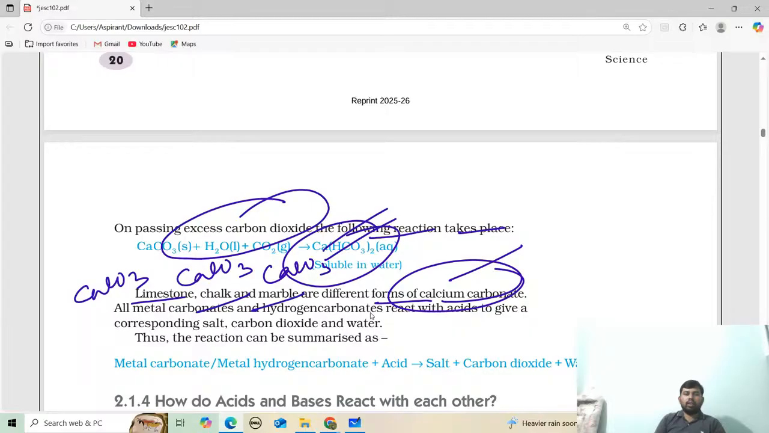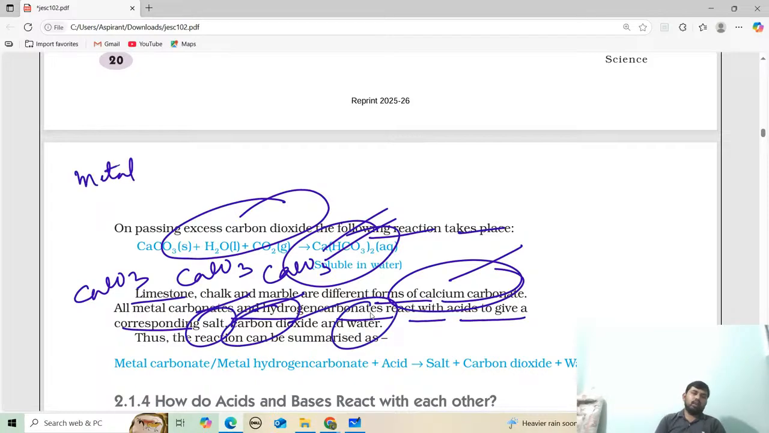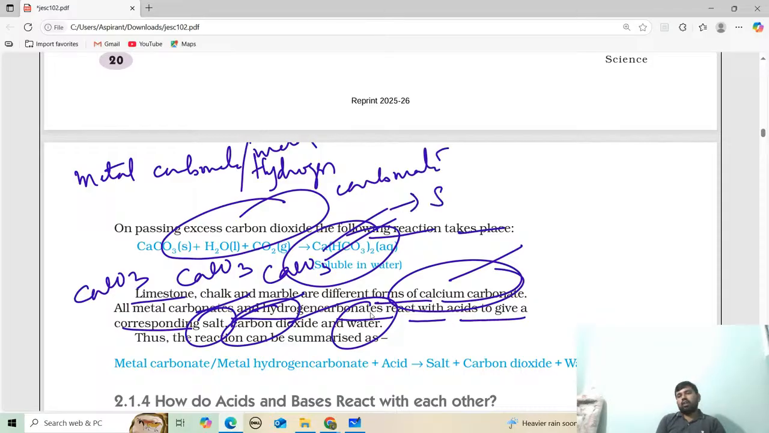All the metal carbonates and hydrogen carbonates react with an acid to give the corresponding salt, carbon dioxide, and water. Let me write the general equation. Metal carbonate or metal hydrogen carbonate gives rise to salt plus water plus CO2.